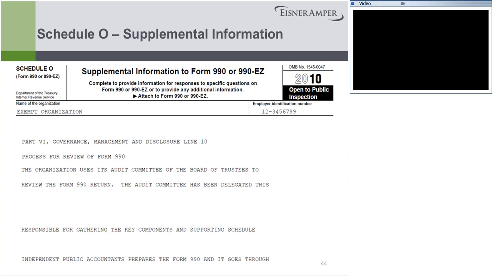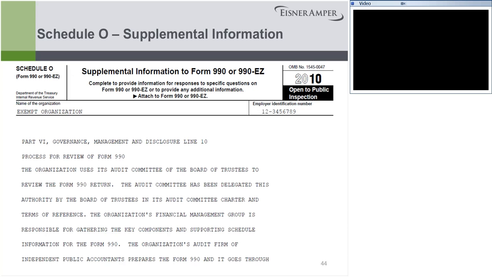What we did here is we just decided to give you a standard type of answer that we may see. Again, I'm not saying that this is a good governance answer or a bad governance answer. This is just typically the types of responses that we would see. Here, for the process of reviewing the Form 990, we state that the organization is using its audit committee to review, that they've been given this responsibility by the full board, and that the audit firm goes through it with them. So what we're basically saying here is we're acknowledging the fact that the full board does not look at the 990 before it's filed, but instead this is what we've opted to do, and we think it's reasonable.